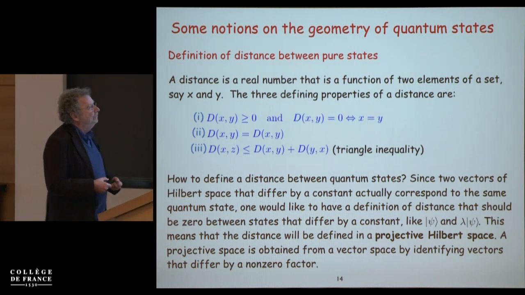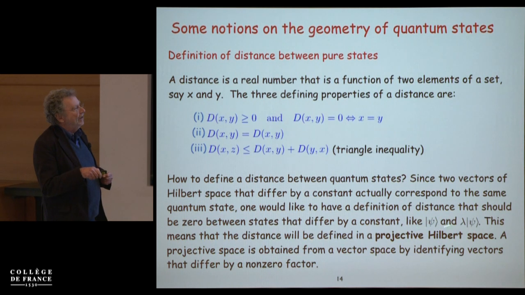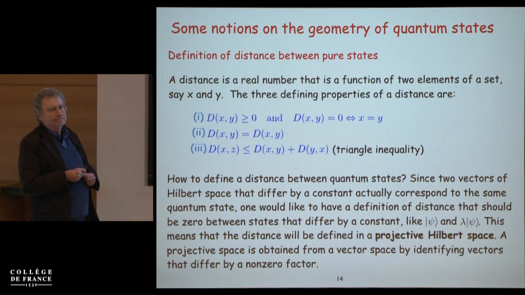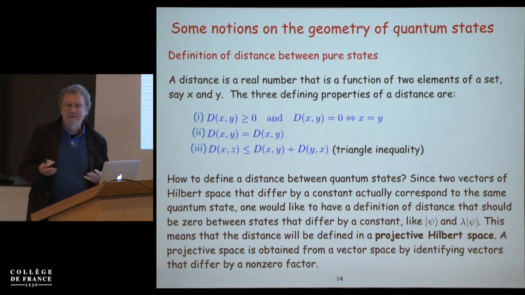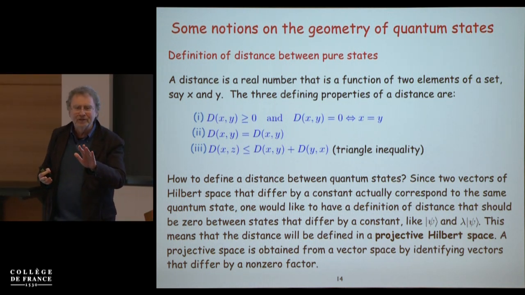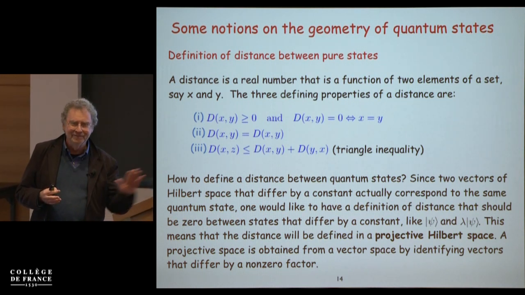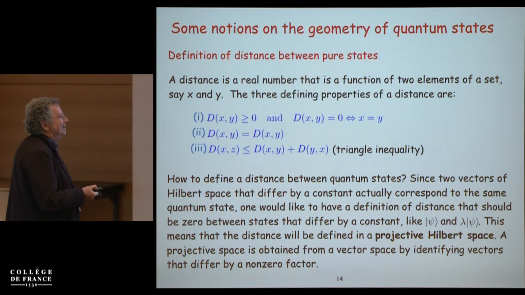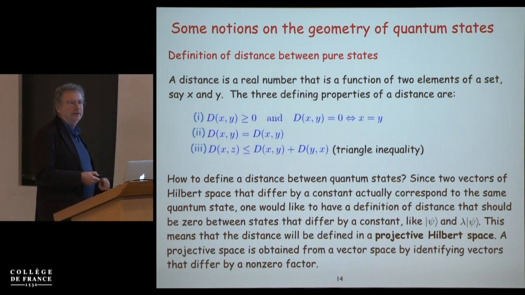So we would like to have a definition of distance that should be 0 between, say, psi and lambda psi. Now, a distance like that, there is a name for that. I warn you, I'm not a mathematician. I'm a physicist, so don't get scared. So this means that the distance will be defined in what we call a projective Hilbert space.